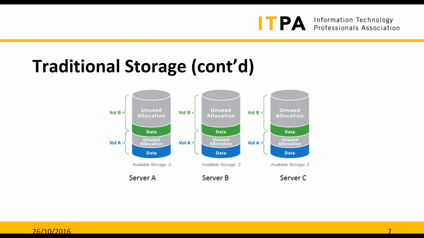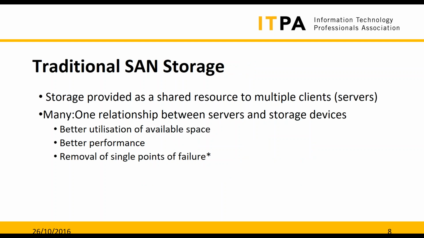Windows can use it if it decides that it needs to increase the space it's using, but nothing else can use that. So if server B needed to use more space than it had allocated to it, it couldn't go and use unallocated storage from server A or server C. And this is fairly inefficient.